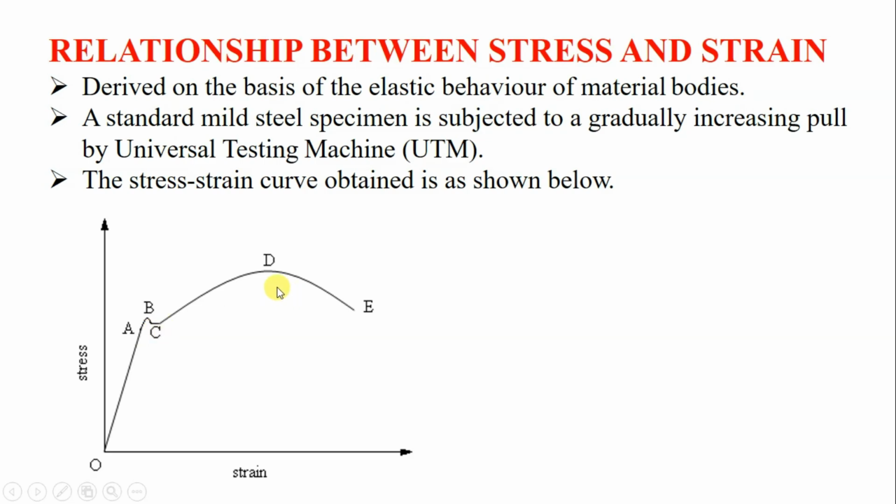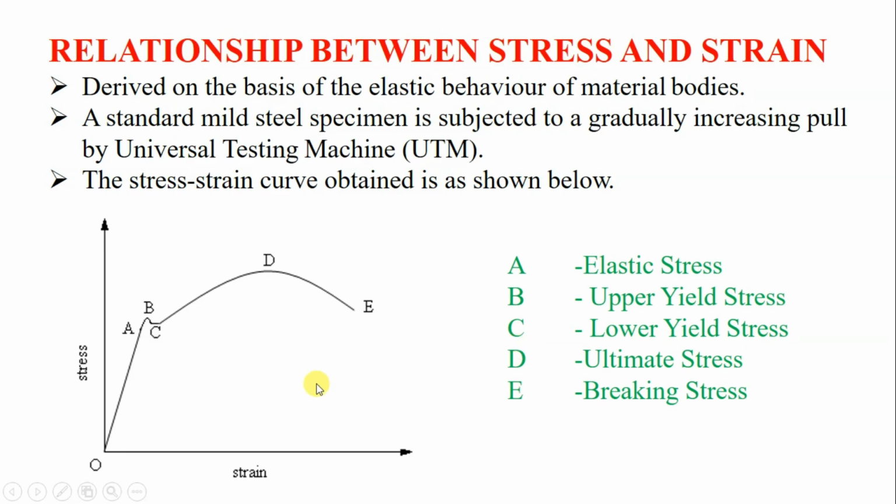Again it is getting increased, and at the point D is where the steel can take maximum load without failure. So that point D is your ultimate stress, and beyond D at the point E the mild steel gets failure, that is breaking. So that E is called your breaking stress.